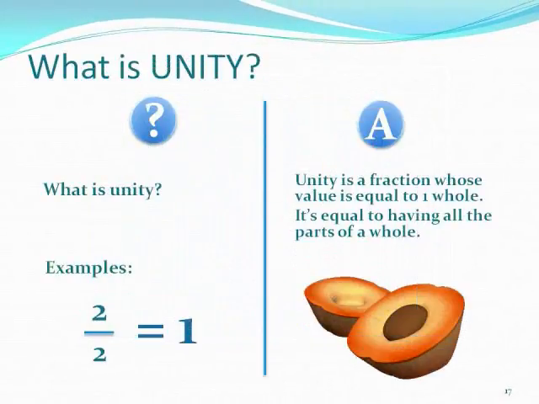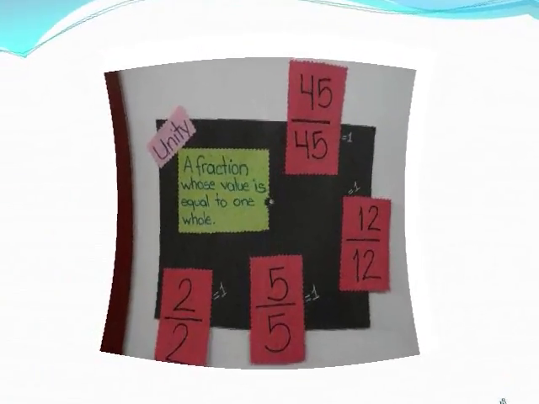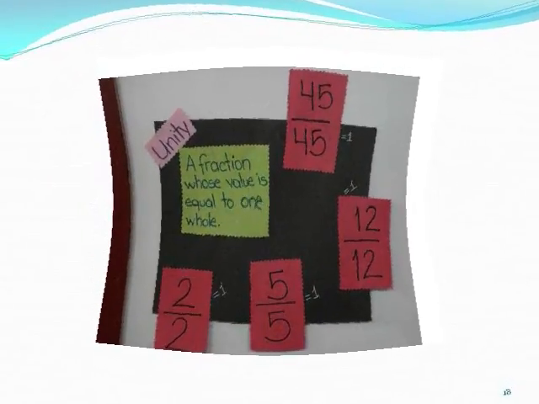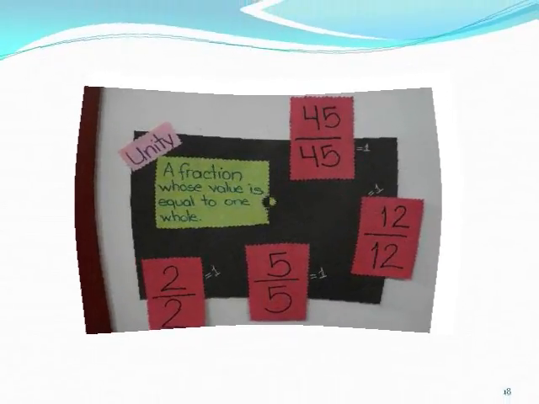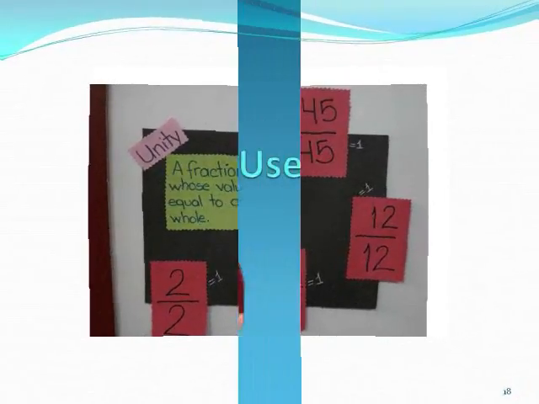What is a unity? A unity is a fraction whose value is equal to 1 whole. It's equal to having all the parts of a whole. For example, 2 out of 2 is 1 whole. Here are examples of unity fractions: 45 out of 45 is 1 whole. 12 out of 12 is 1 whole.